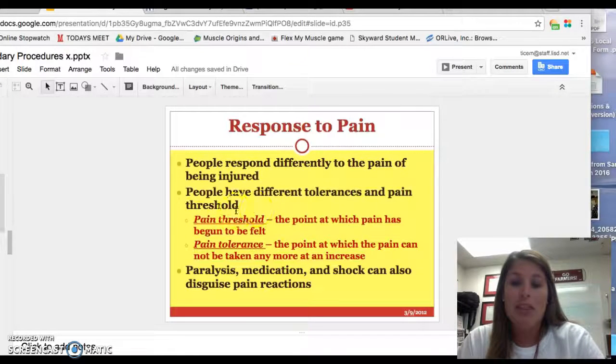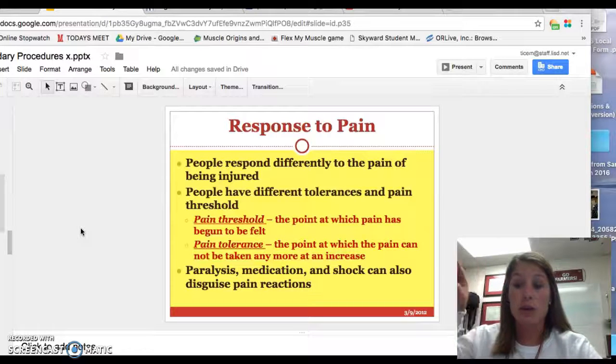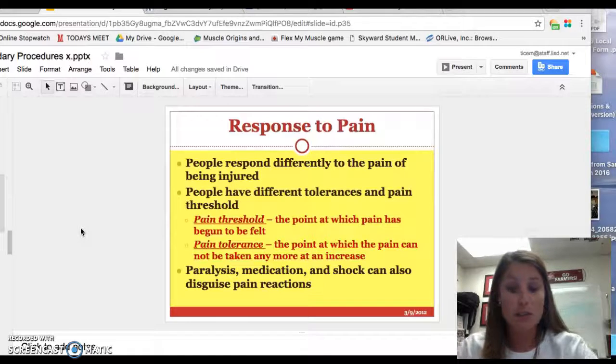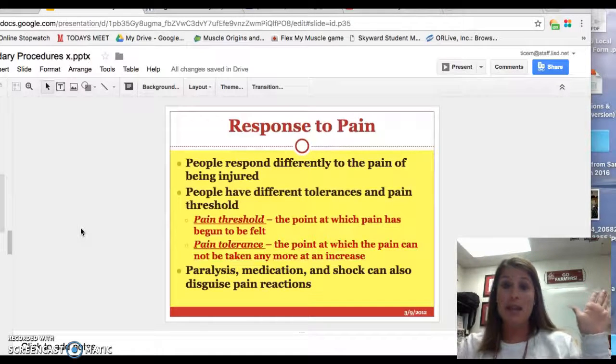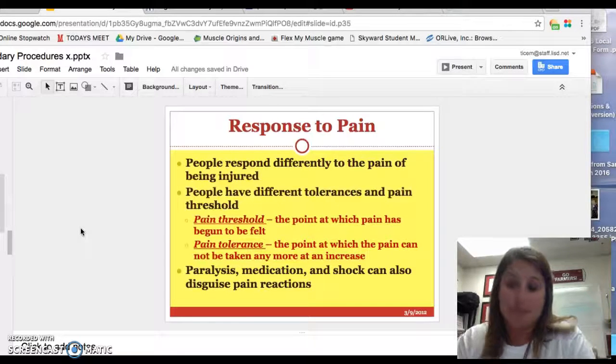Pain threshold is the point where you first start to feel pain. Remember, threshold is like a door threshold, the very opening of the door. You went from not being in pain to all of a sudden being in pain. That's pain threshold. It might take no time whatsoever for me to reach that threshold, but you might have a higher pain threshold, and so you can take more. It takes longer for you to feel that pain.